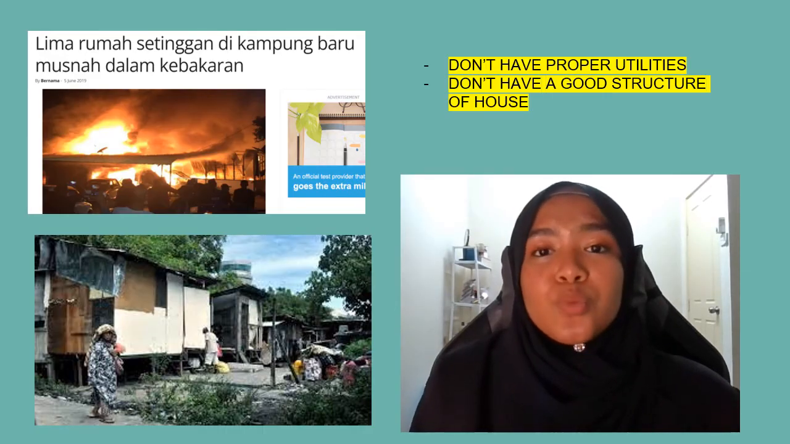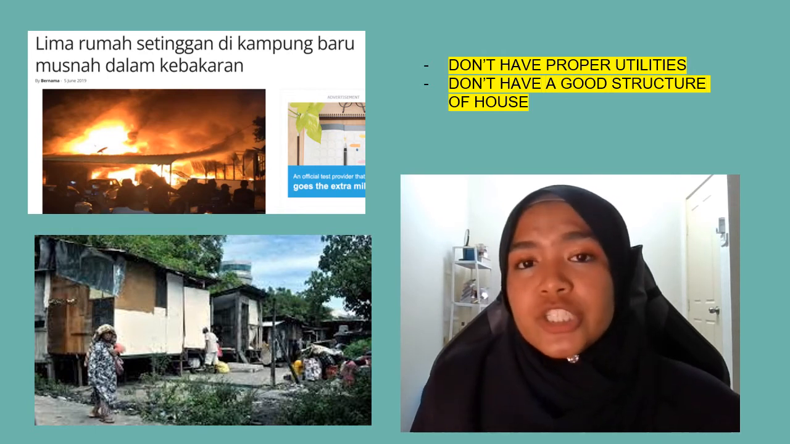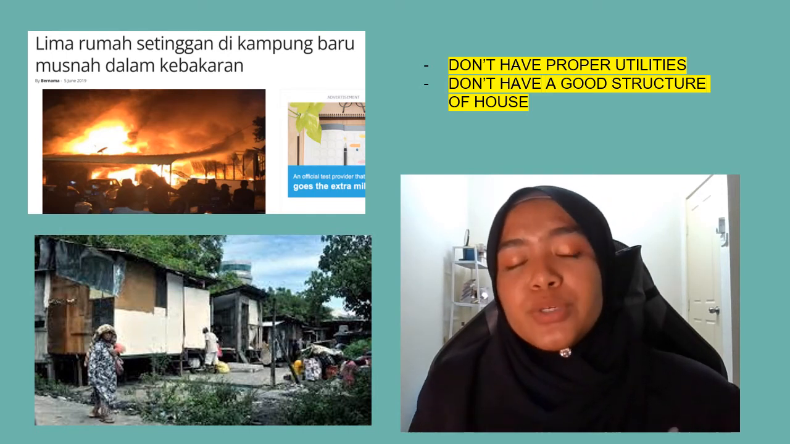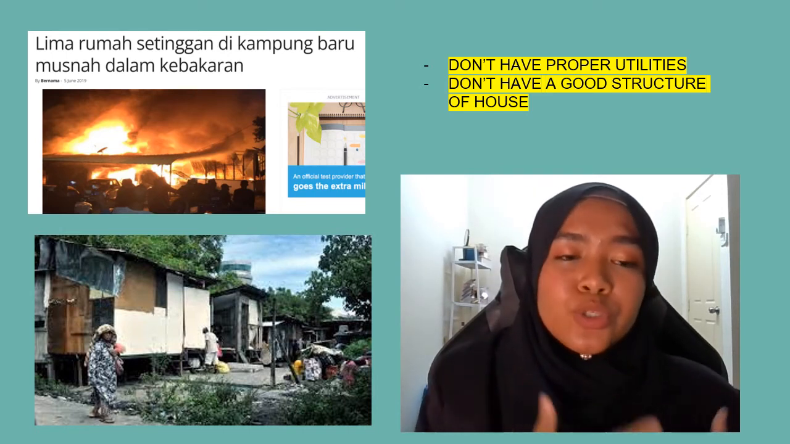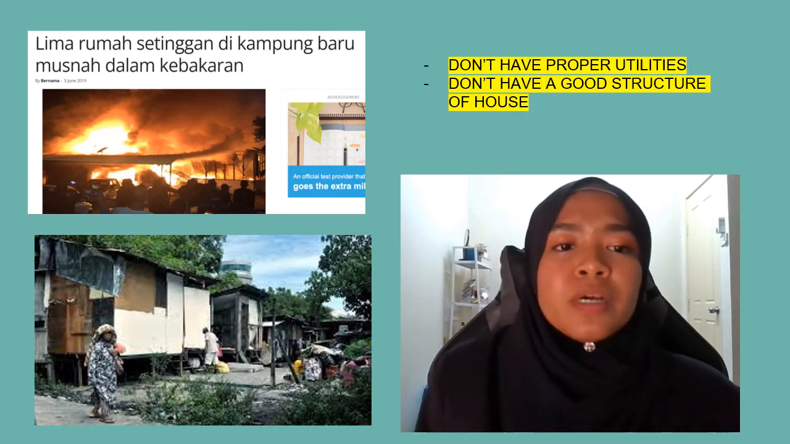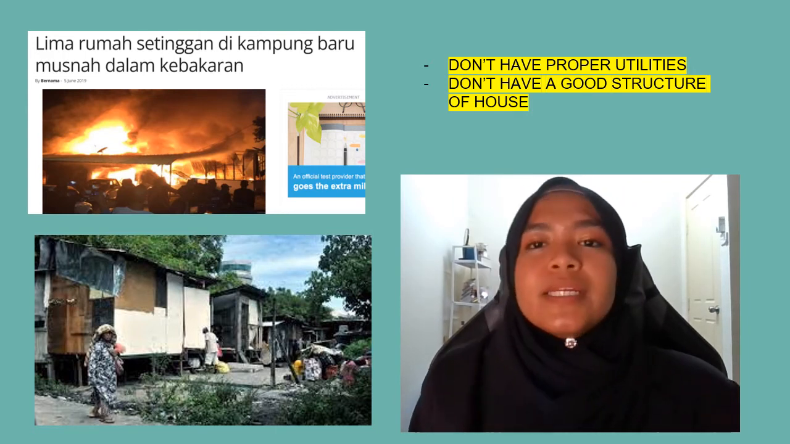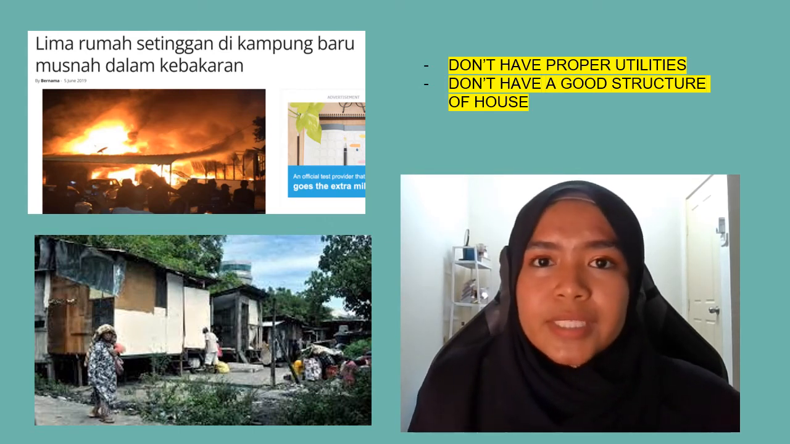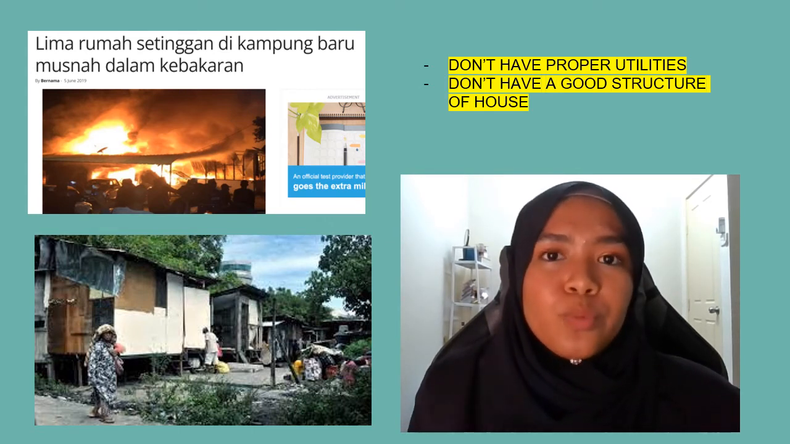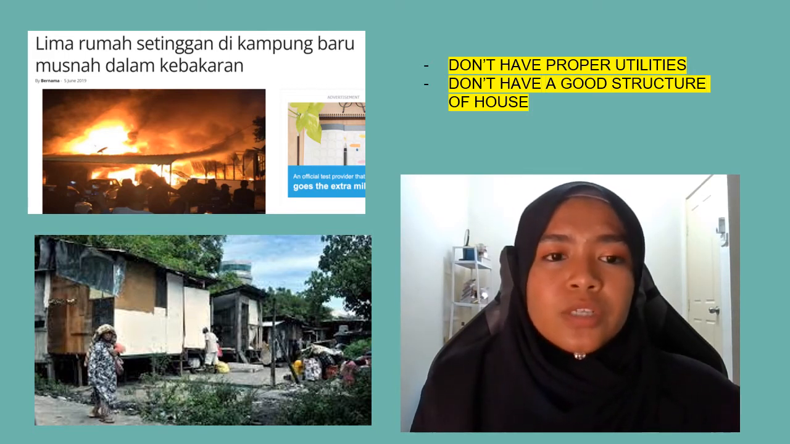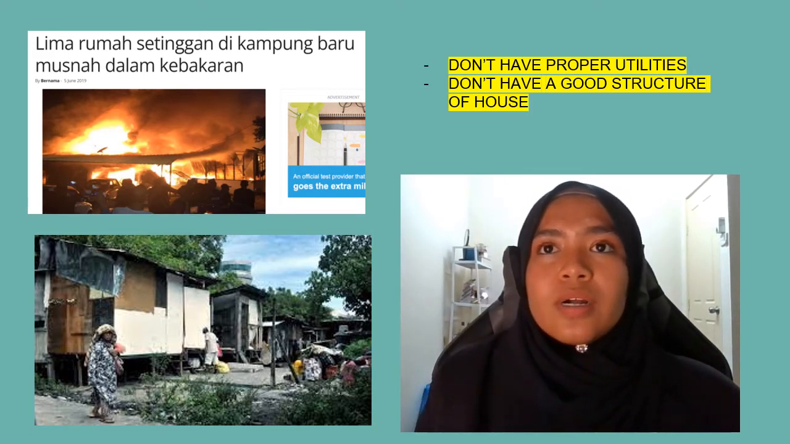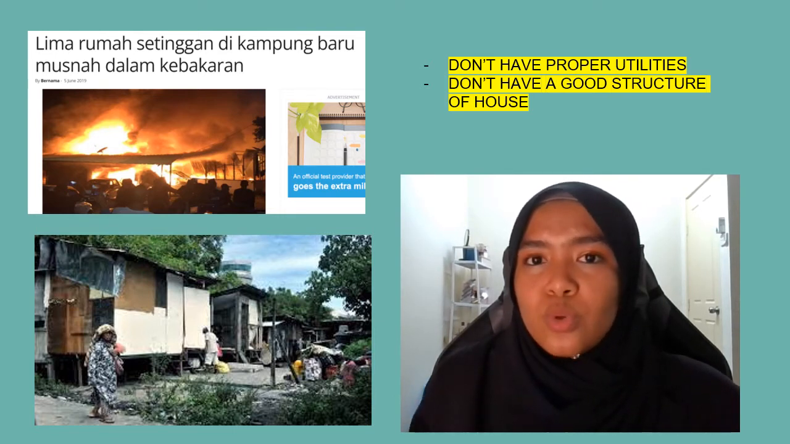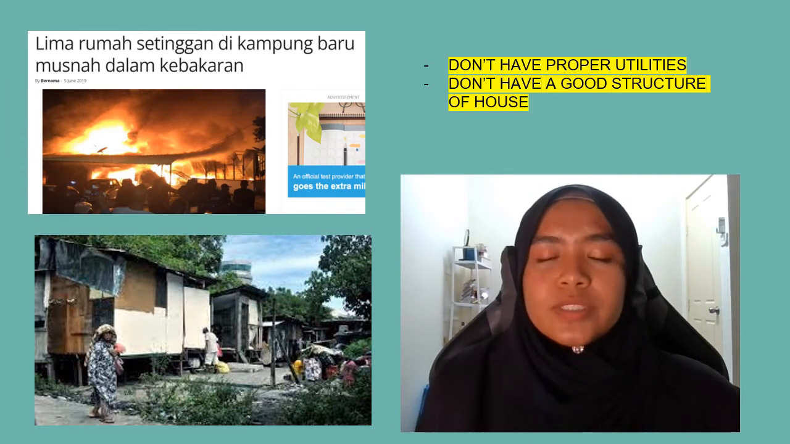Furthermore, the reason why people in Malaysia cannot remove squatters easily is because they do not have proper utilities. So we can see in the news in 2019, "5 rumah setinggan di Kampung Baru musnah dalam kebakaran." So we know that Kampung Baru is located in the urban areas of Kuala Lumpur, near Chow Kit. Some of us may know that Kampung Baru also has a lot of squatters.